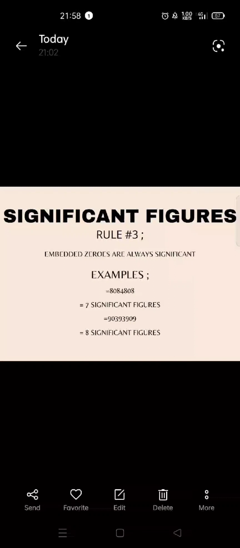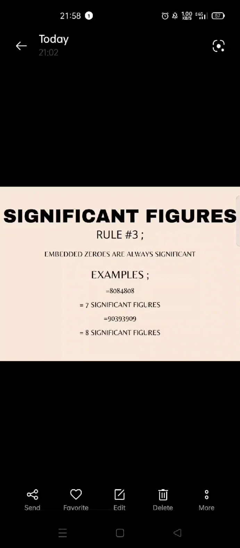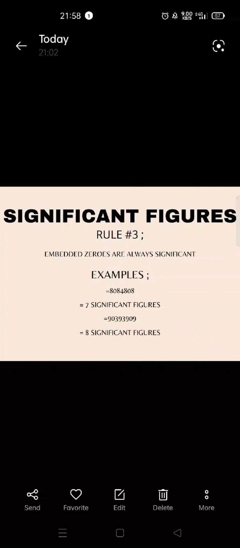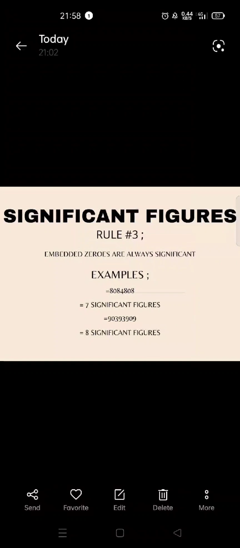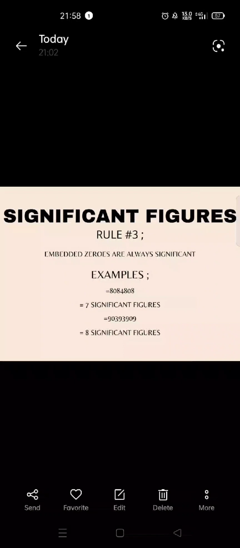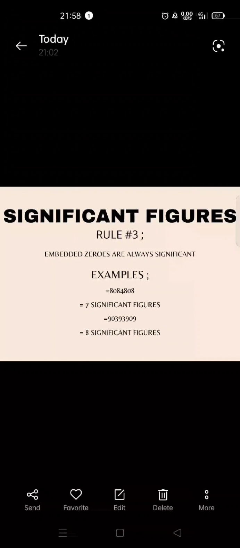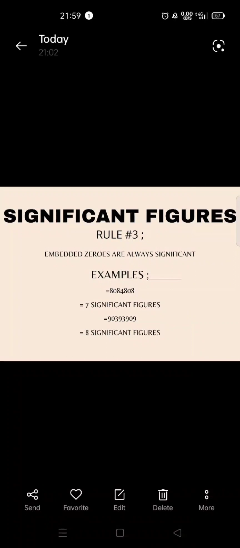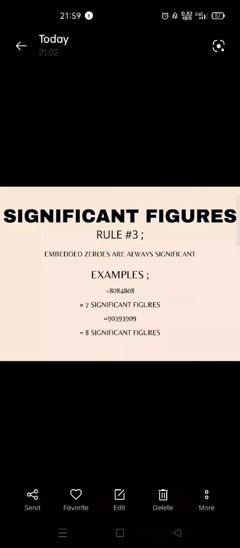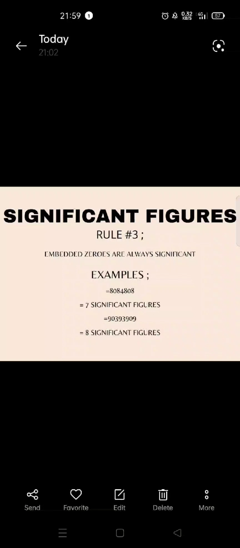Rule number 3, embedded zeros are always significant. For example, 8084808. So the middle zero is qualified as significant. So all of them are significant figures. So there are 7 significant figures. And the second example is 90393909. And it is 8 significant figures, because the zero is still counted because of rule 3.